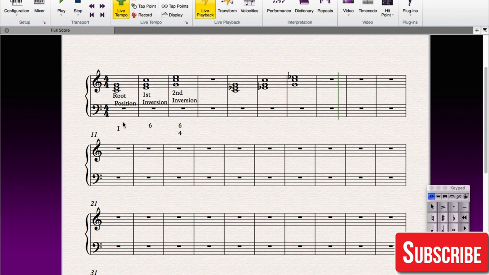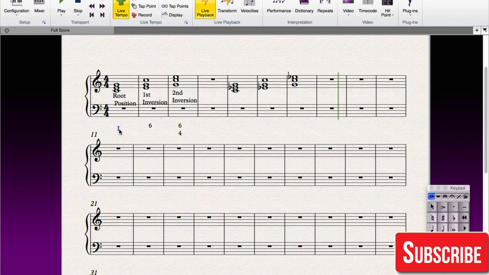Now if you don't have any number being carried by this 1, basically what it means is this chord is in root position. Again, I'll give you worksheets so that you can refer back to this and study.